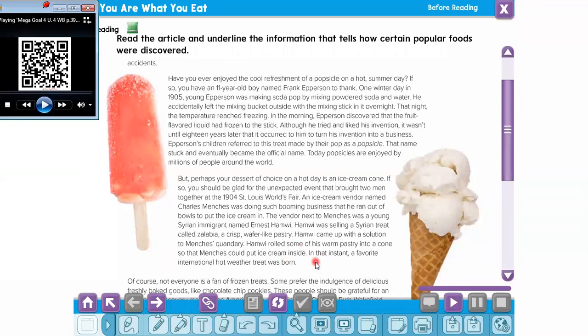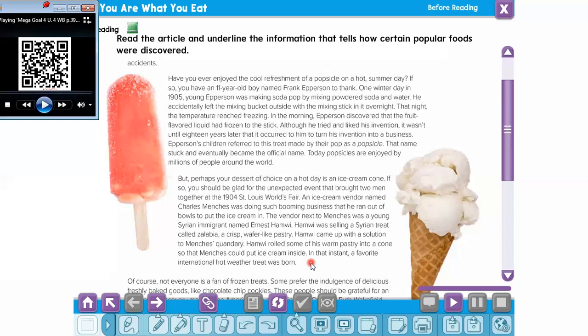Now can you tell your friends what did you understand from this part or this paragraph? Who discovered this kind of food, and what is this kind of food this person discovered? Charles Minches and Ernest Hamwi discovered the ice cream cone. The ice cream cone. Okay.